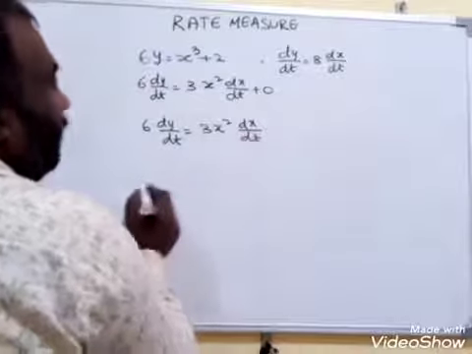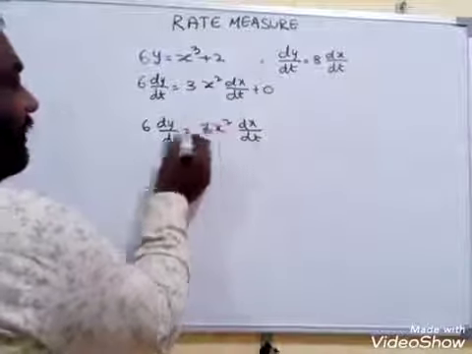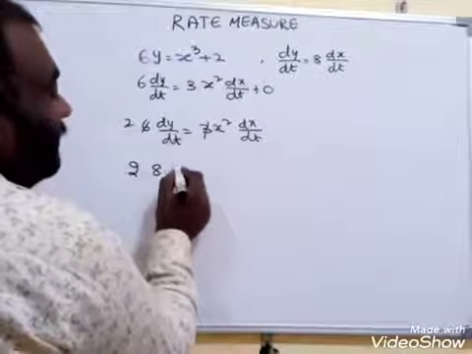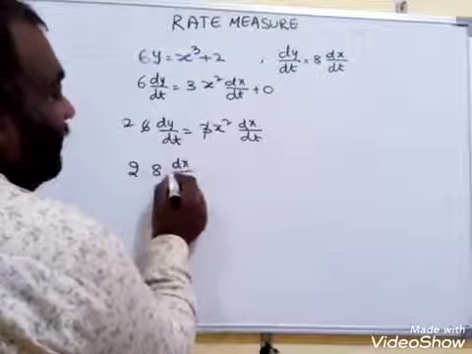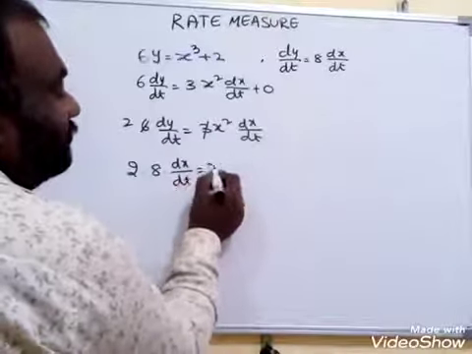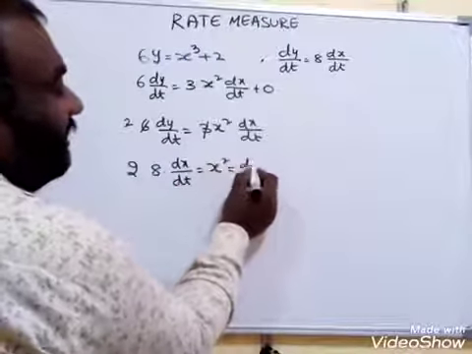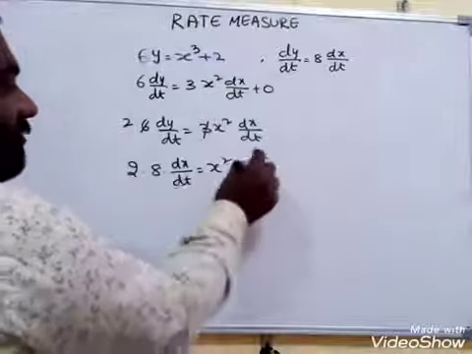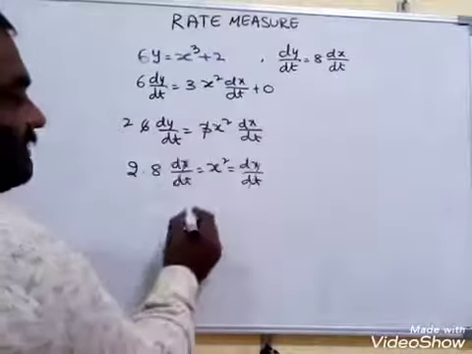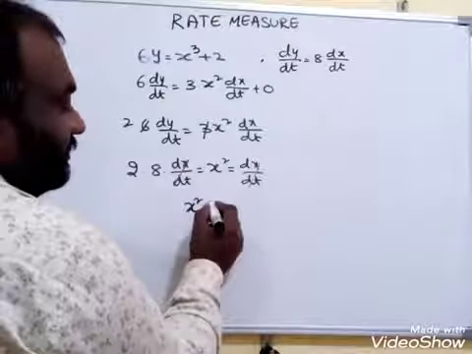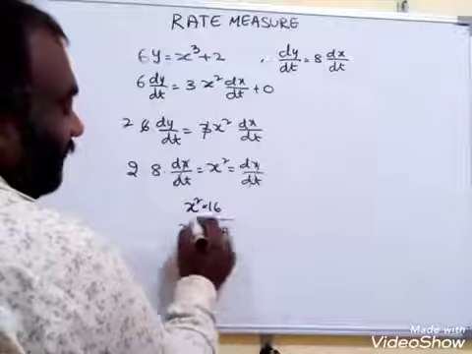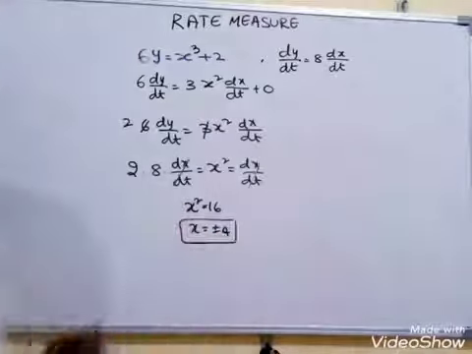Now this is what they have given. 3 ones are 3, 3 twos are 6. Therefore 2 into 8 into dx by dt is equal to x square into dx by dt. Now here this dx by dt gets cancelled. So you are going to get x square is equal to 16. X is equal to plus or minus 4.